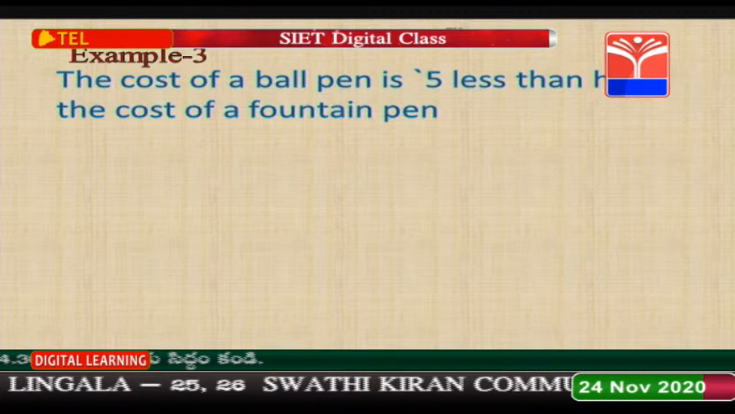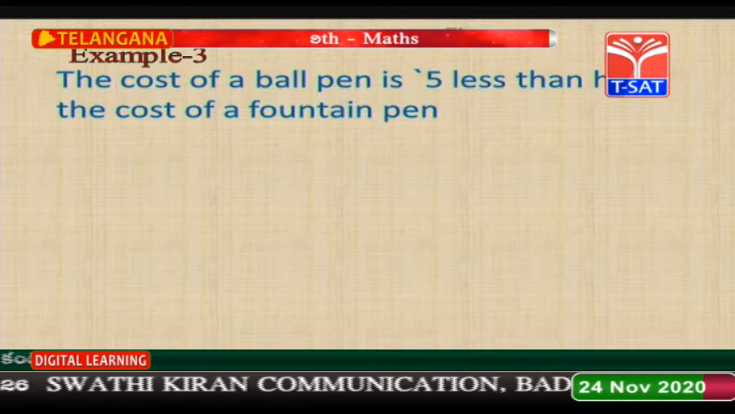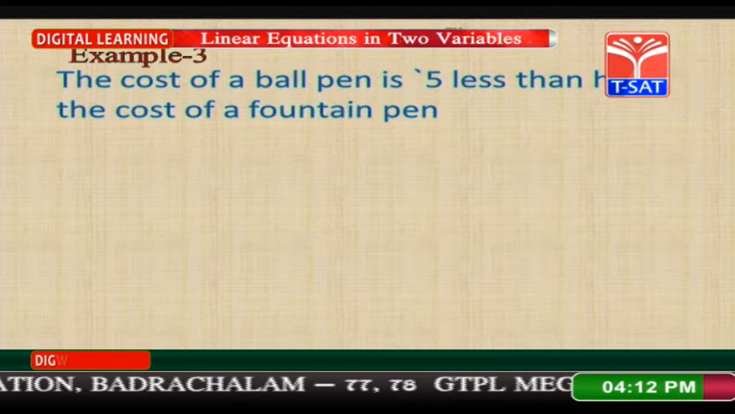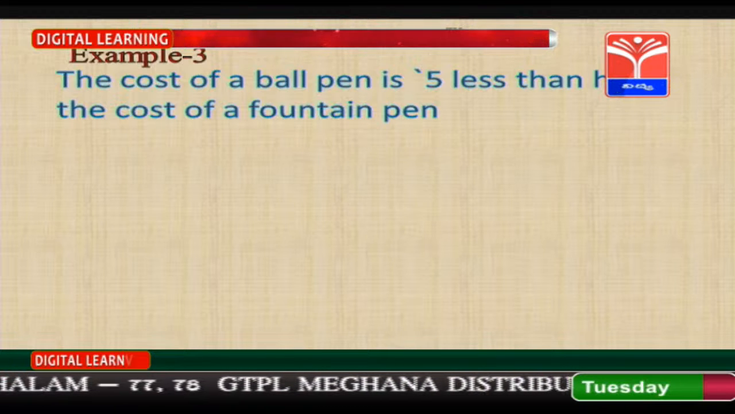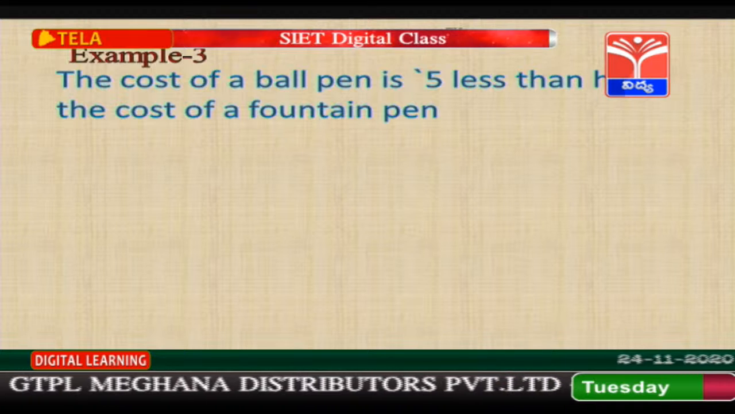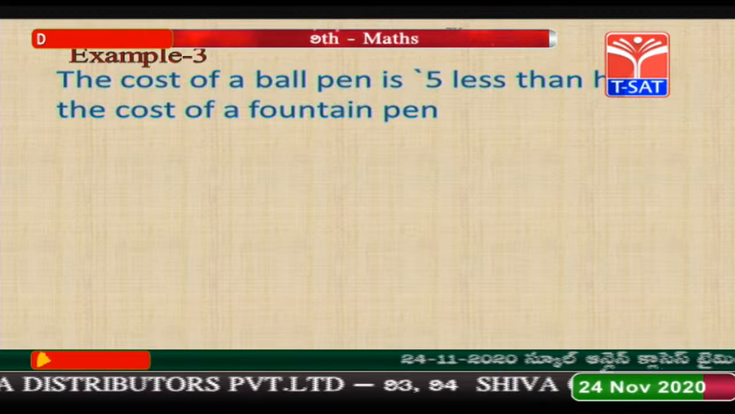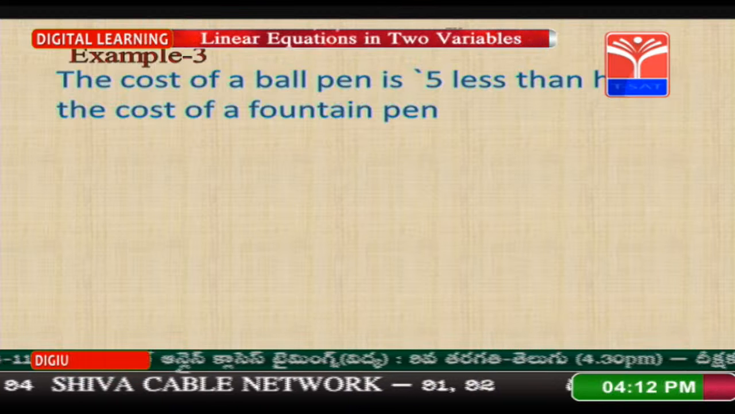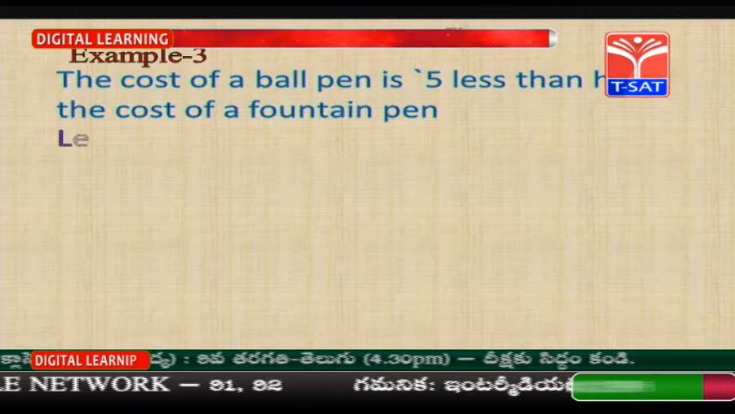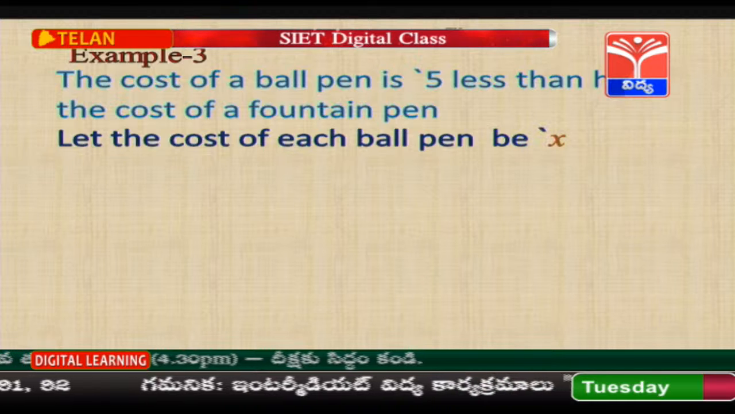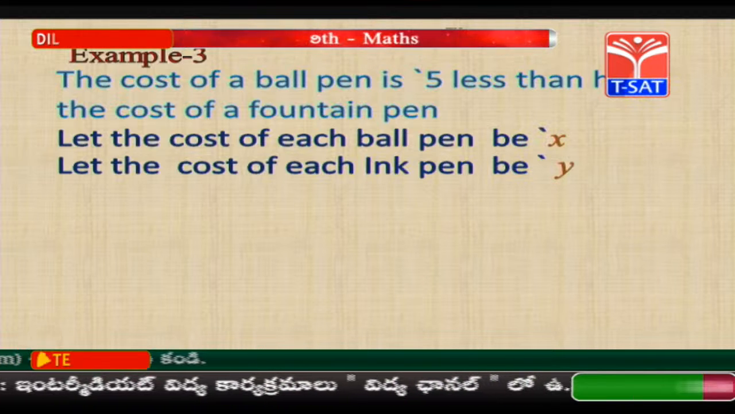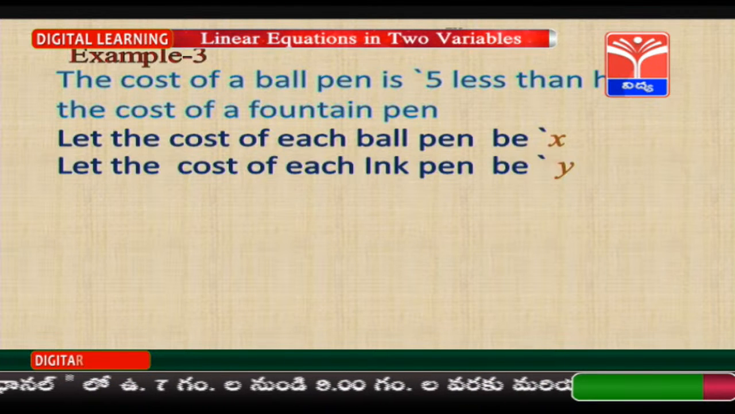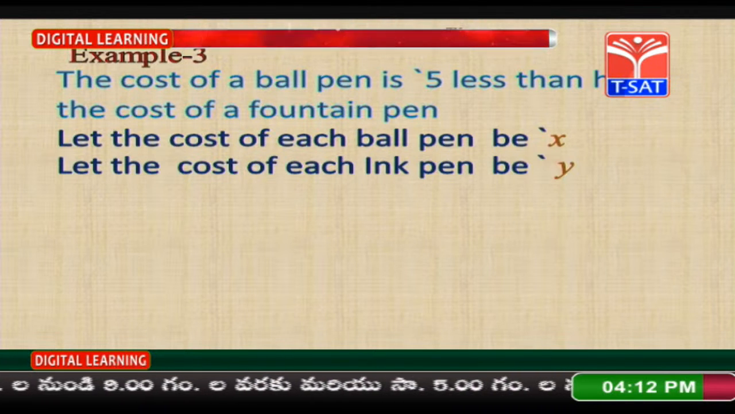Children, I would like to remind you that ball pen means the pen with which we are writing, and at present everyone is familiar with ball pens, but fountain pen is nothing but the ink pen, is that right? Now, when you are not aware of the cost of anything, you will directly estimate it as some x value. So, let the cost of each ball pen be x, let the cost of each ink pen be y. Instead of fountain pen, here I am writing it as ink pen.